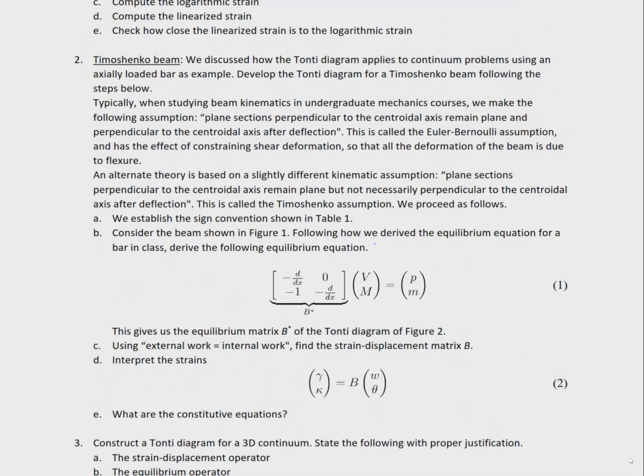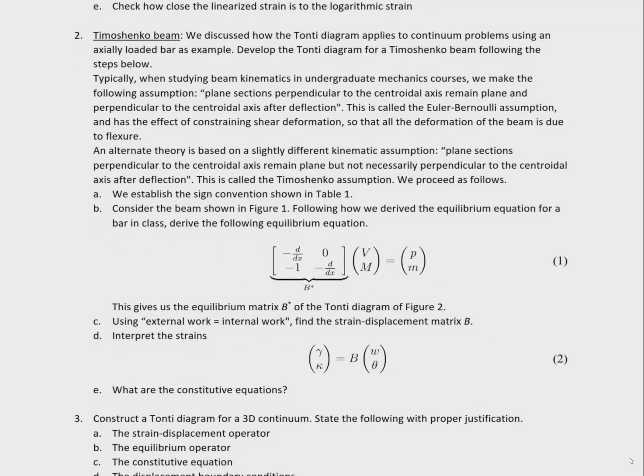And then in part 2, we're asked to explore a Timoshenko beam. In a lot of the undergraduate mechanics courses, we make the assumption that the beam is long and slender, and therefore shear deformations are negligible, and we call that approximation an Euler-Bernoulli beam. Timoshenko beam is an approximation where shear deformations aren't small and have to be included in the calculation. So problem 2 is about constructing a Tonti diagram for a Timoshenko beam.